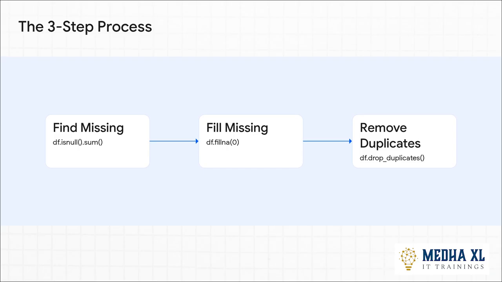First up, we play detective with df.isnull().sum(). This basically asks our table, hey, are there any empty spots? And then it counts them all up for us. Super useful. Next, we fill in the blanks with df.fillna(0). This one's easy. It just finds those empty cells and pops a 0 in there. And finally, df.drop_duplicates(). This does exactly what it sounds like. It scans the whole table and just gets rid of any rows that are perfect copies.